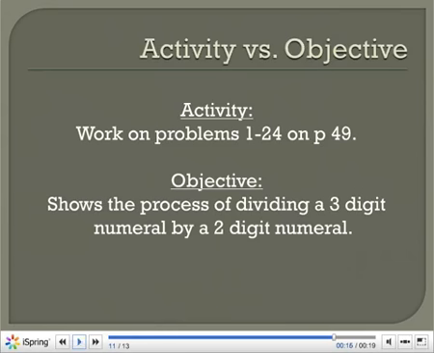Teachers often confuse activities with objectives. An objective is what you want your students to learn, and the activity is how the objective will be realized. Let's look at some examples. An activity: work on problems 1 through 24, page 49. The objective is that the students show the process of dividing a 3-digit numeral by a 2-digit numeral.